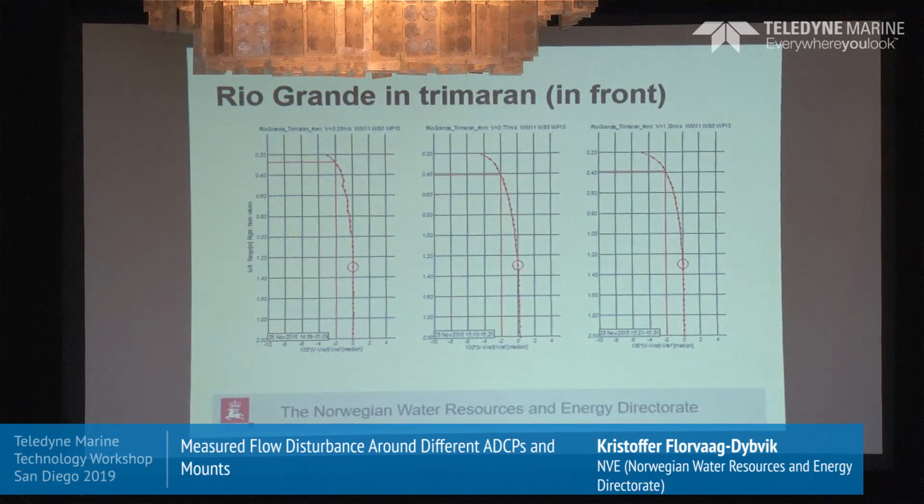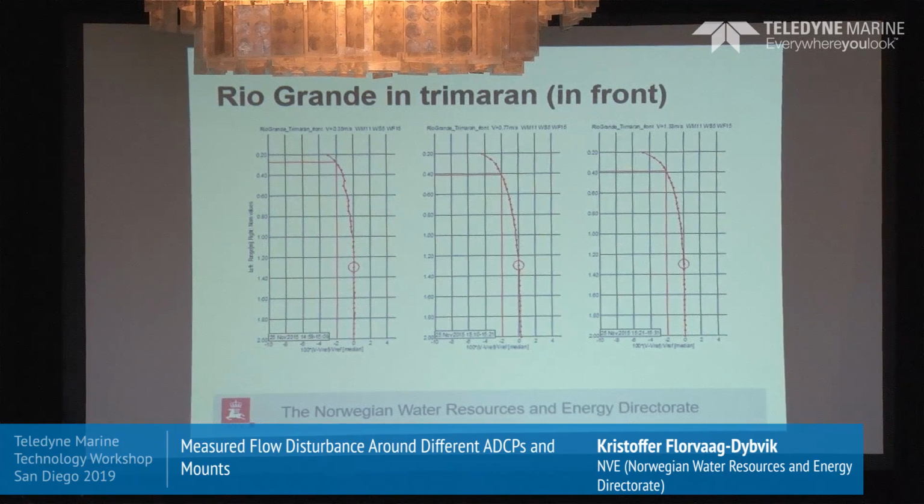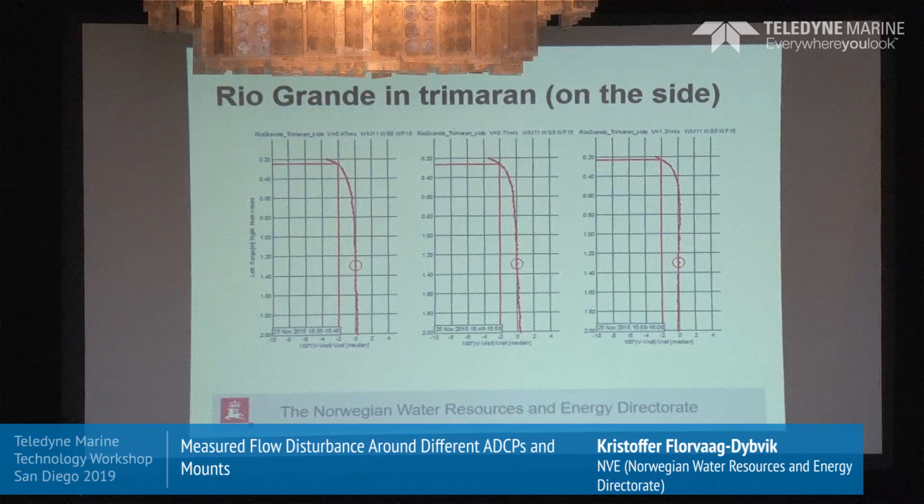Okay, Rio Grande and a trimaran, which we have started using after we stopped using those fixed mounts. We just have a pole in front of the boat and the trimaran hanging in front there. That's a lot better. Way less flow disturbance for the trimaran. But still, it is there. For some reason, it's less flow disturbance when we have it on the side of the Zodiac than in the front.